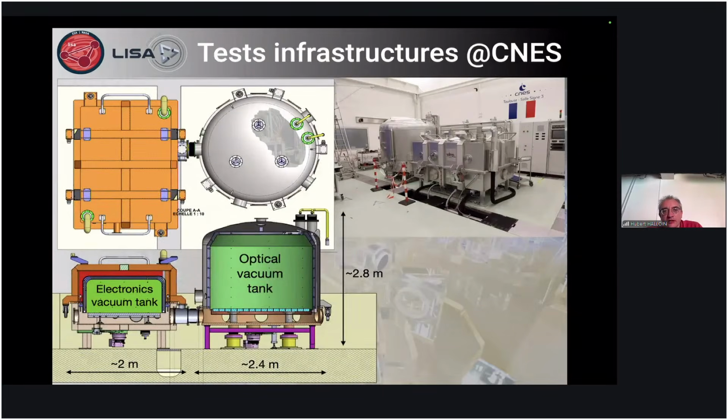So you had an overview of the scheme and also an overview of the optical stack. Here I also give you a view of the infrastructures that are being built and designed at CNES. And you see that it's quite big. I told you about this optical vacuum tank and this electronics vacuum tank. It's a few meters diameter, 2 meters high. And the good news now is that all these facilities are being built at the CNES, and also that we are building the different optical benches.